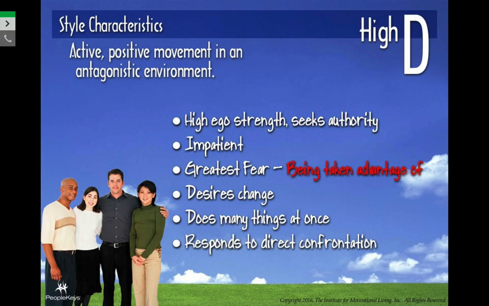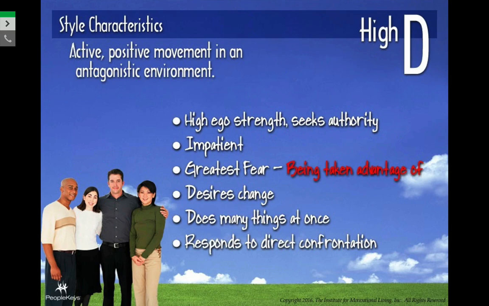The style characteristics of the high D: they're active and positive in an antagonistic environment. They work well in chaos, but if we're not careful, once we solve a problem, we'll go create more chaos because we thrive in chaos. They have high ego strength, they seek authority. They are impatient. They want it done now.